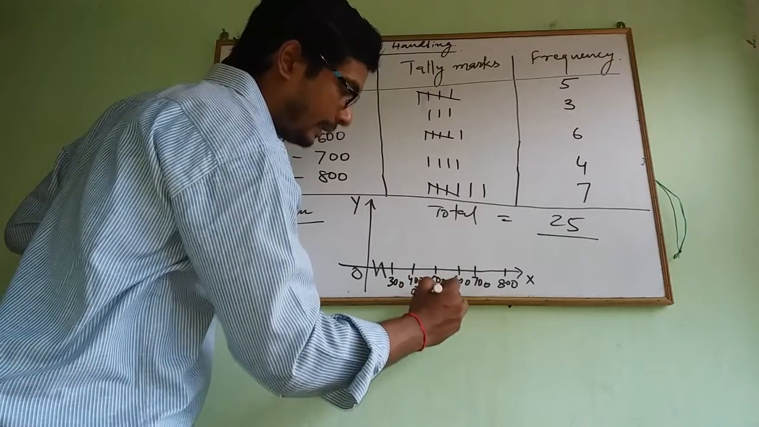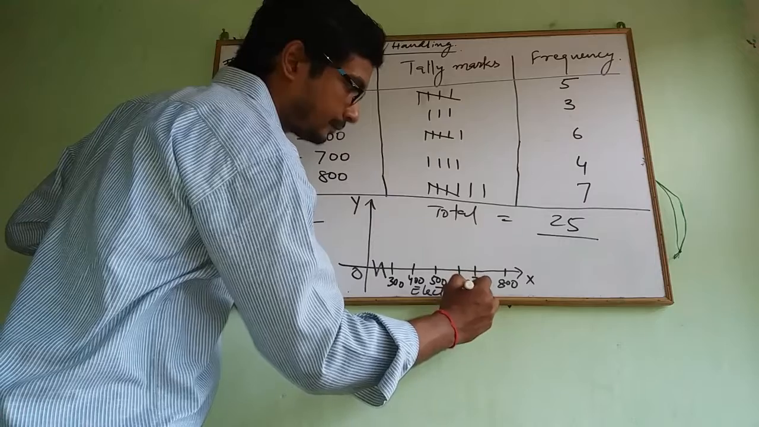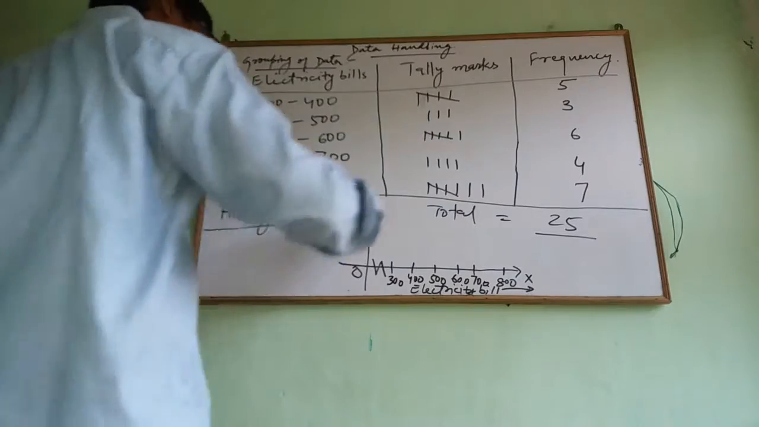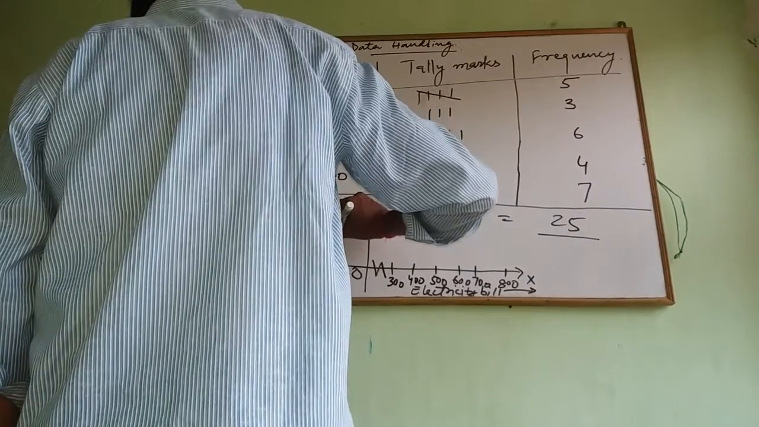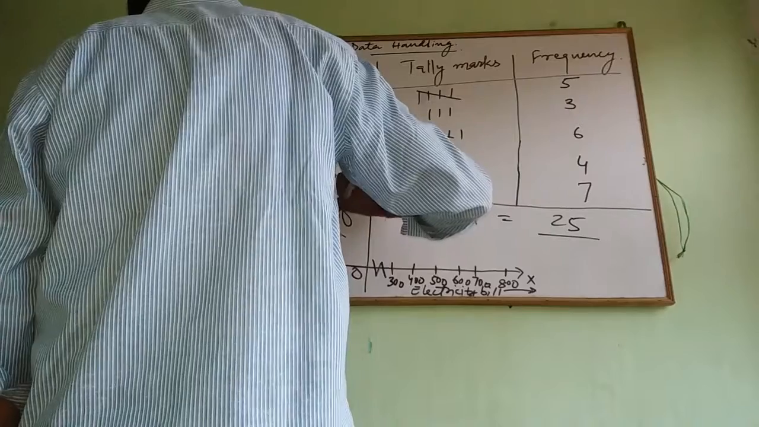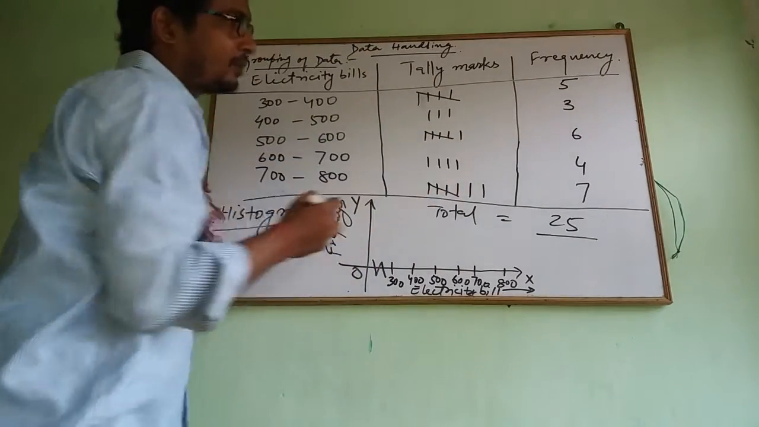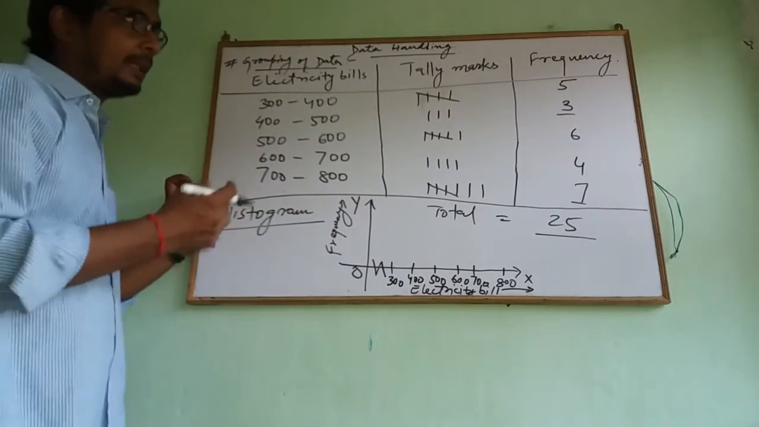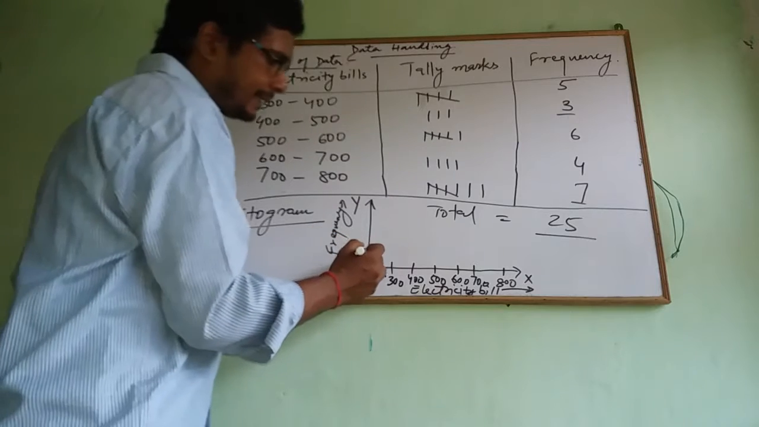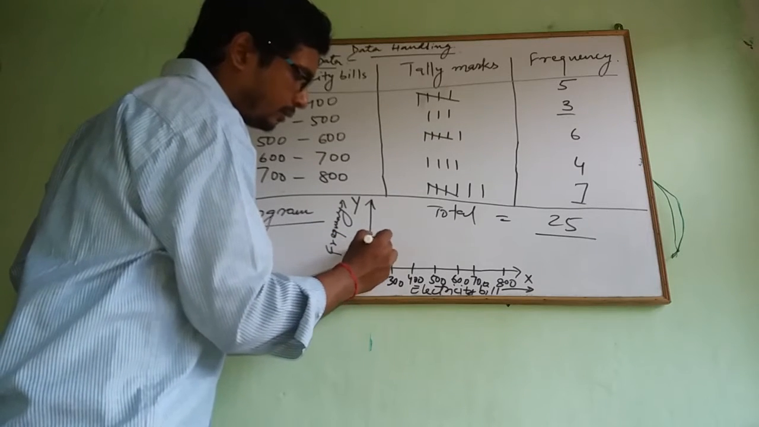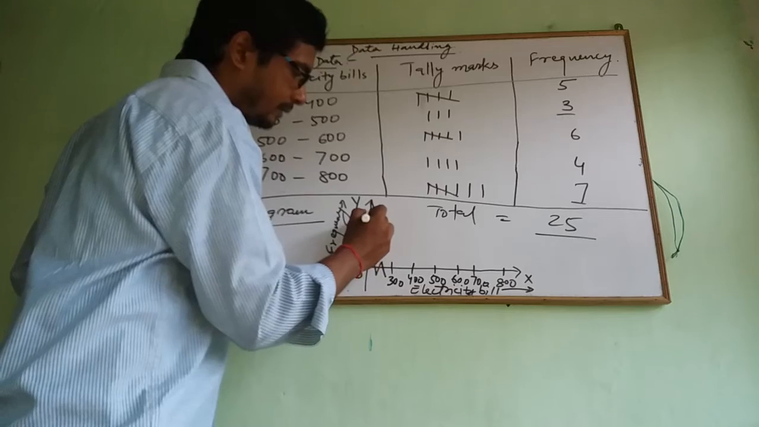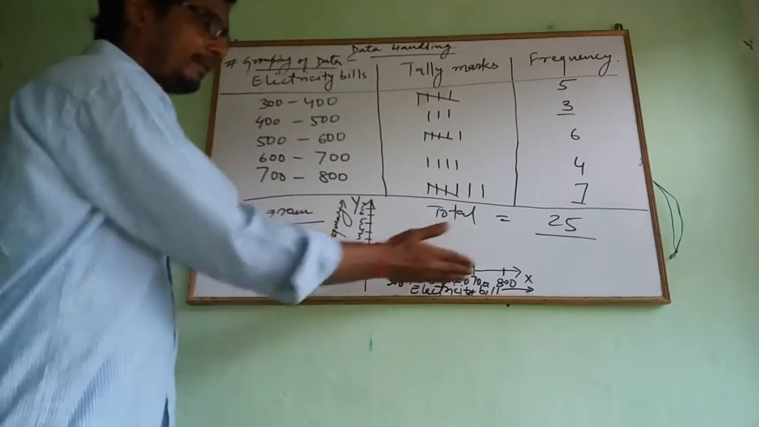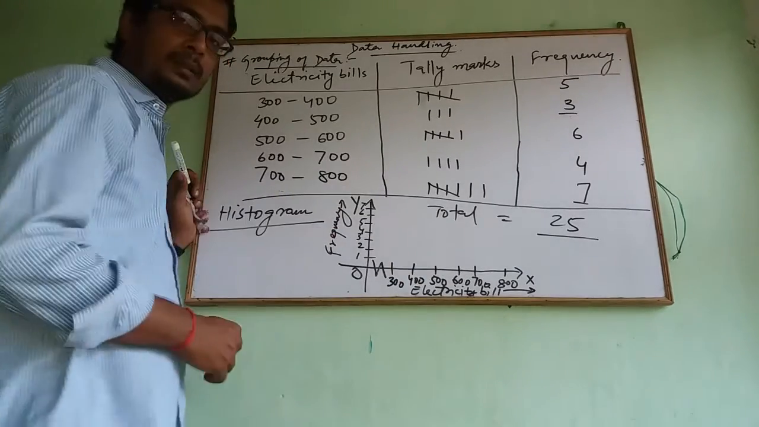You can write here, electricity bill. So the x-axis represents the electricity bill, and my y-axis will represent the frequency, which starts from the lower value 3 to the upper value 7. So you may easily write it down: 1, 2, 3, 4, 5, 6, 7. I have written here the frequency and the electricity bill. Now let's draw the histogram.